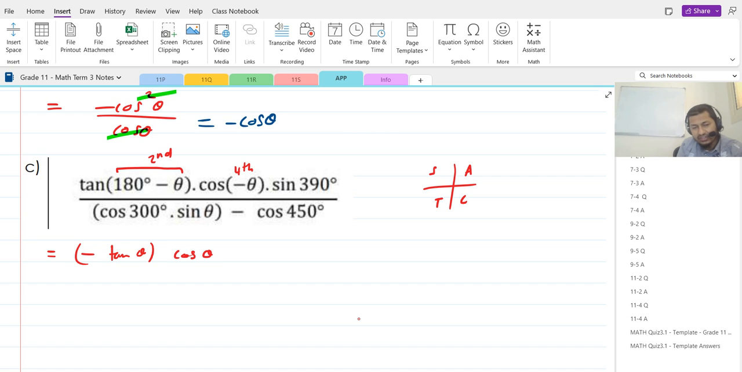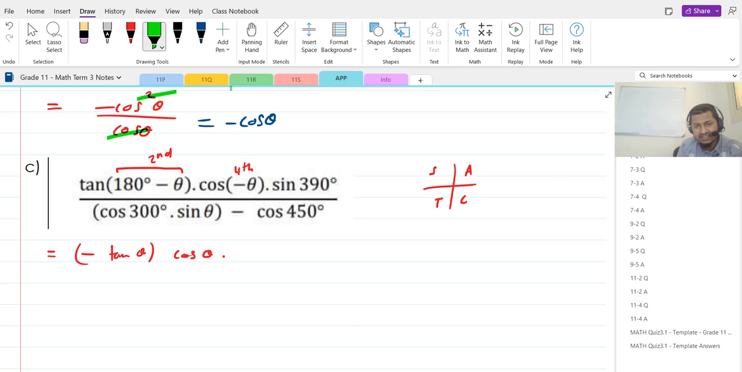Sine of 390. Now very important, when an angle is more than 360, we just take out a revolution, that will just become sine 30. So we're minusing 360 from here. We'll subtract 360 from here, and we will get sine 30, because 390 minus 360.